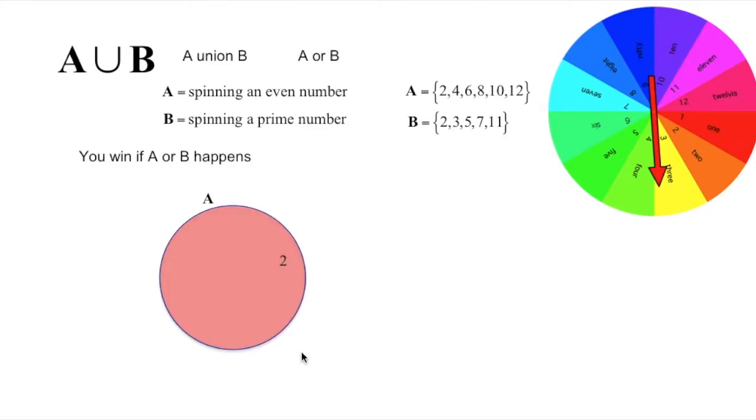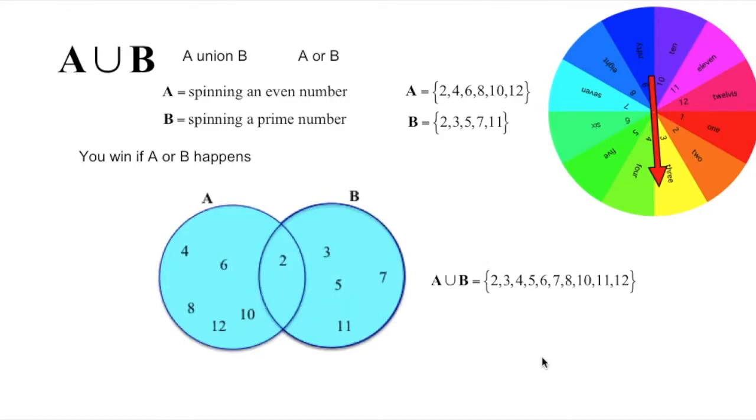If A is 2, 4, 6, 8, 10, 12, and B would be, we already have the 2 there, 3, 5, 7, and 11. You win if either comes up. So it's just basically this whole space here, like that. So A union B would be take them all together. Think of union as to unite them, to put them all together. A union is when people all get together on something.